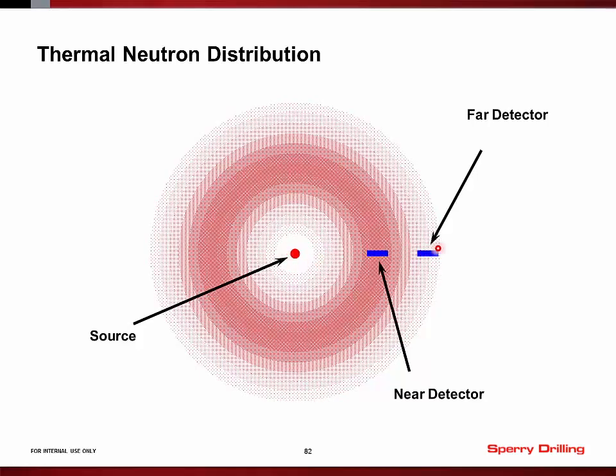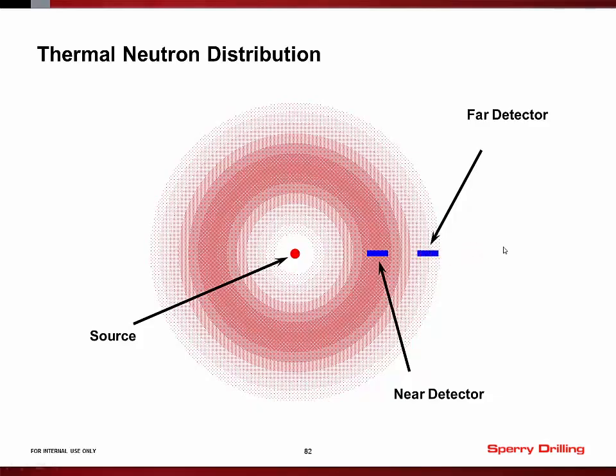The source and the detectors, of course, are both in the tool, and we choose the spacing from the source to the near detector so that it falls roughly where we think the maximum number of thermal neutrons is going to be. We choose the position of the far detector so it's out nearer to the edge of the cloud.